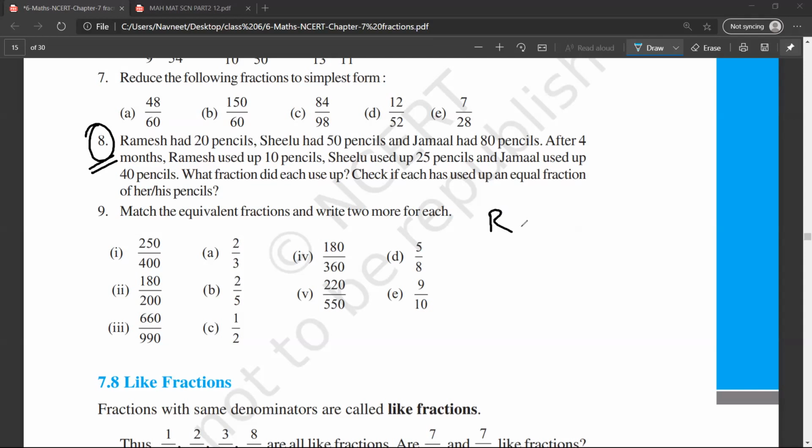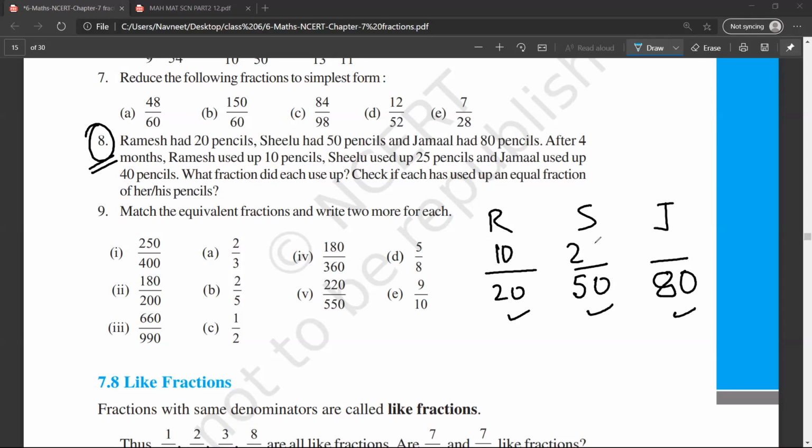So all three are equivalent, and they both use half of the pencils. Ramesh had 20 pencils. Shidu had 50 pencils. Jamal had 80 pencils. After 4 months, Ramesh used up 10 pencils. Shidu used up 25. Jamal used up 40. So what fraction did each use up? We have written here. Now we need to see that are they equivalent or not.